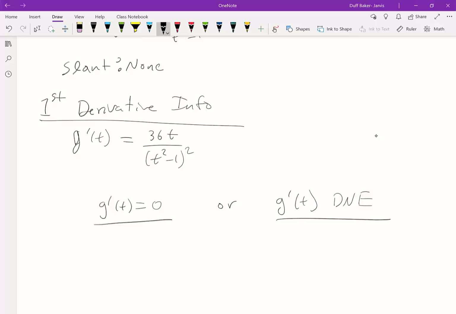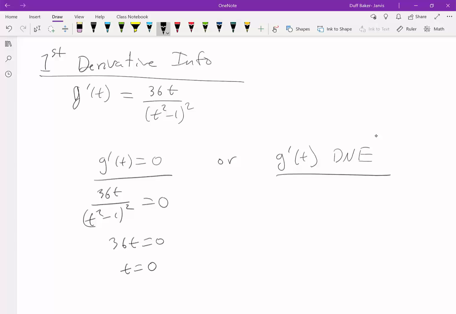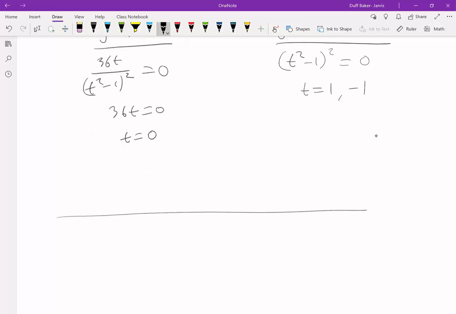And in this case, it turns out that both of these cases happen. So in the first case, when is this 0? Well, it's exactly when the numerator is 0, and that's exactly when t is 0. So that's 1 point. Where it doesn't exist, on the other hand, would be when the denominator is 0. So that'll be t equals 1 and minus 1. Okay, so there's 3 points we have to put on our number line now. So the derivative in principle could switch at 0, at 1, or at minus 1.